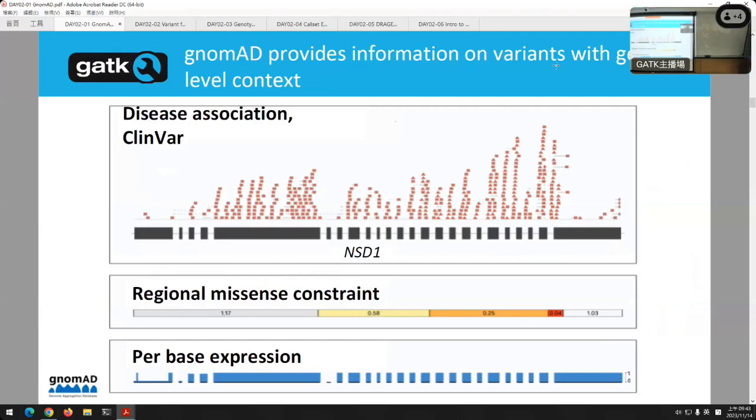And the last thing on this slide is per base expression. So this is from the Genotype Tissue Expression Consortium, or GTEx. And it's saying in RNA transcripts that were sequenced from various tissues, how often is this particular base of DNA actually expressed in RNA in those tissues? So we can see that most of the bases in this particular gene are expressed all of the time, but there's a little bit at the beginning where those bases don't tend to be included in the RNA transcripts that were sequenced.